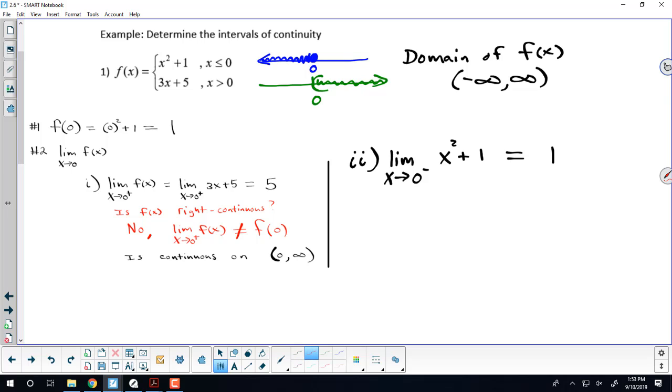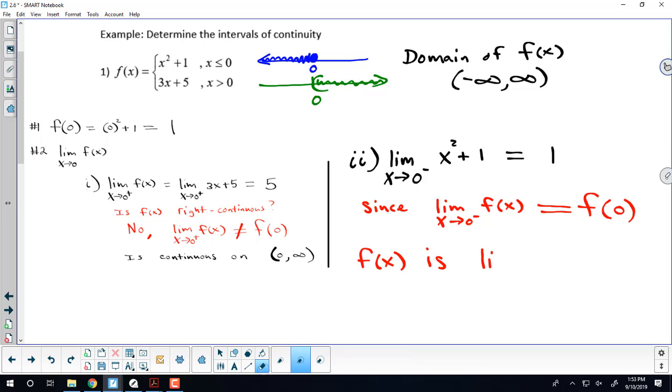Okay, so let's write that here. Since the limit as x approaches 0 from the left of the function is the function at that value, f of x is left continuous. Left continuous at x equals 0.